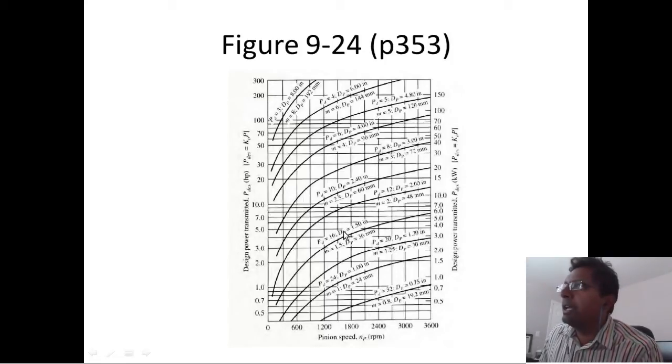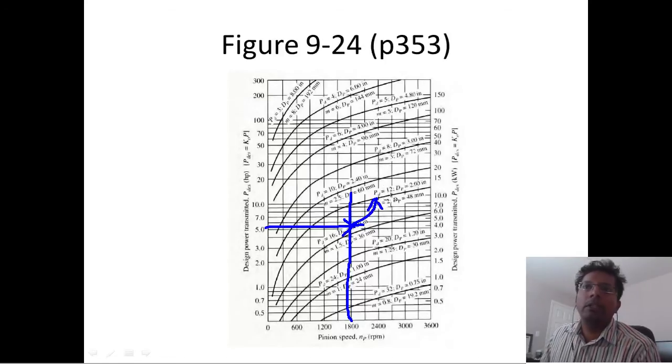And then look at our RPM. The RPM is 1750, so this is 1800. And then we have 5.25, 0.25 over here, a little over 5. So we get the point somewhere over here. Keep in mind, as I said before, we're always going to use the higher values. So in this case, we're going to choose PD, the diametral pitch, equal to 12.